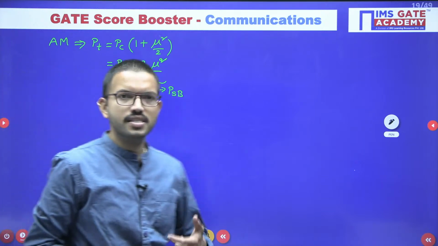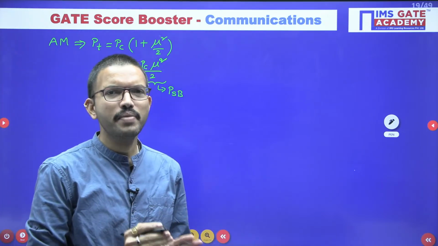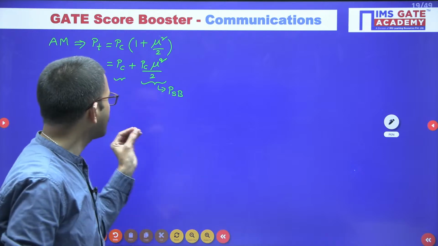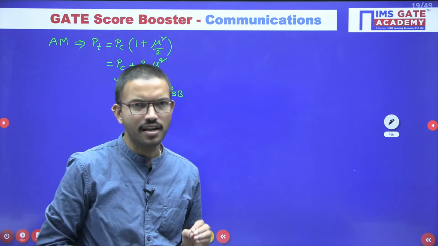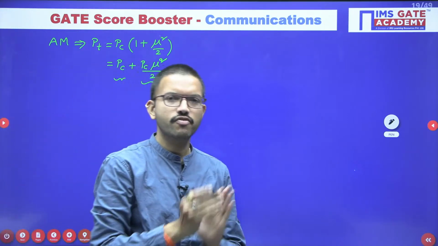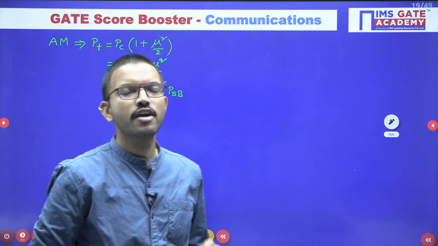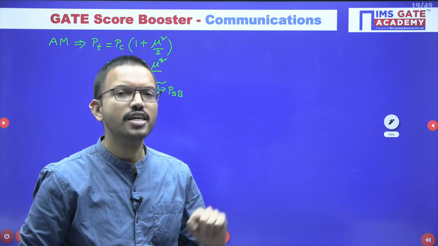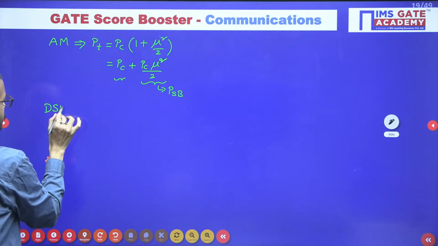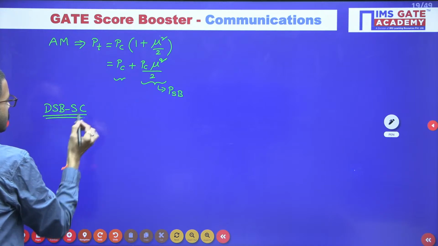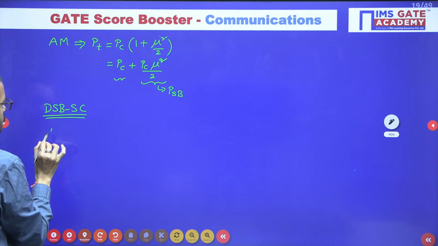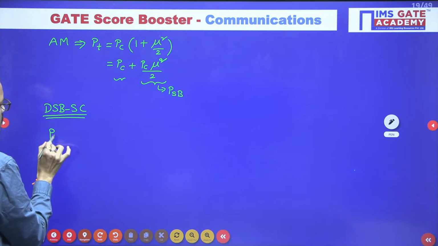Now, in the DSBSC, as the name implies, double sideband suppressed carrier, that means we are completely suppressing the carrier. That means we are not giving any power to the carrier signal. So whatever power is required for the carrier, that much power we are saving in the DSBSC when compared to the AM signal. So in the DSBSC signal, here we have to calculate the percentage of power saved.